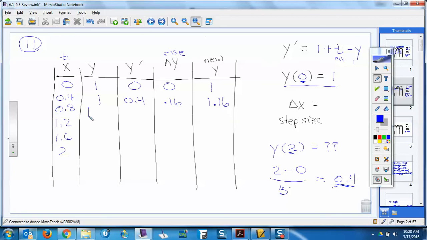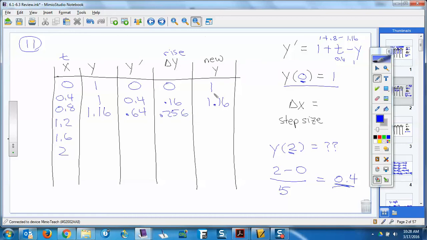And so that comes down to here. Now I moved over another 0.4, so now I'm at 0.8 and 1.16. And then we just keep going. So now my slope is 1 plus 0.8 minus 1.16. What is that? We'll do one more line here. 0.64. And then to get my rise, I'm going to take 0.64 times 0.4.